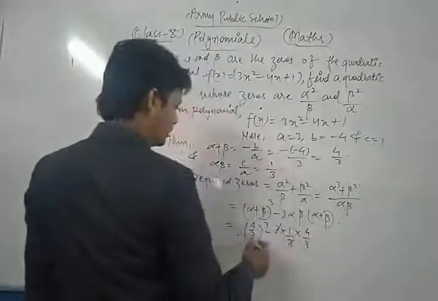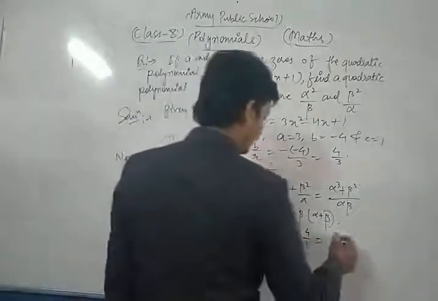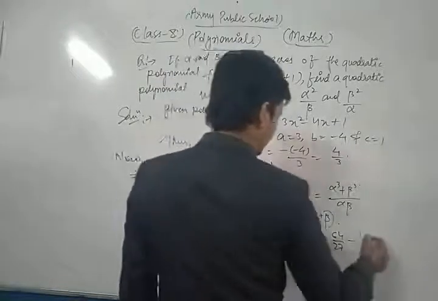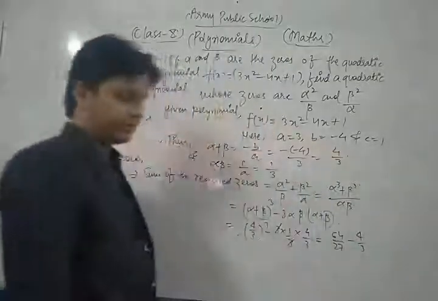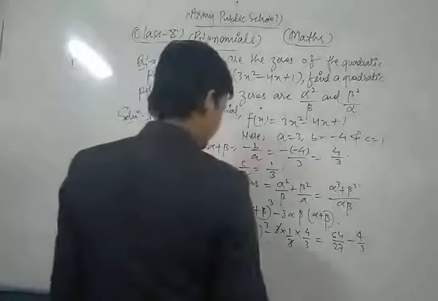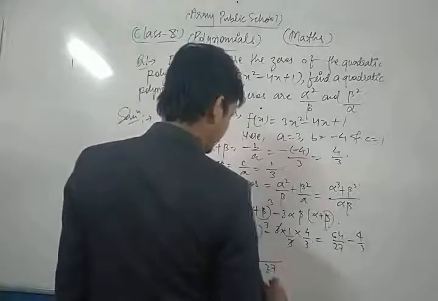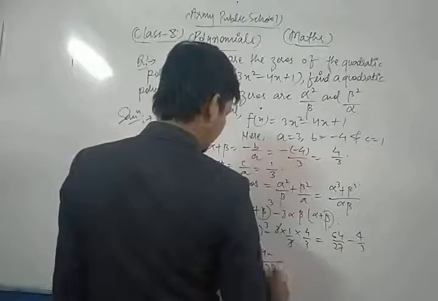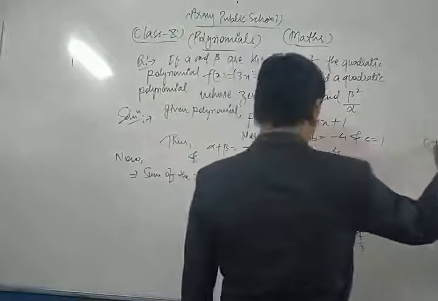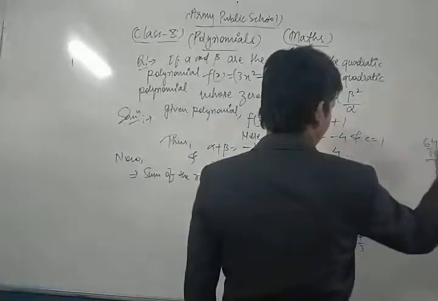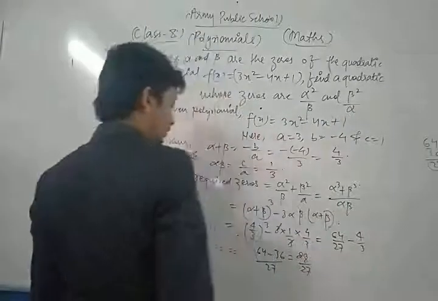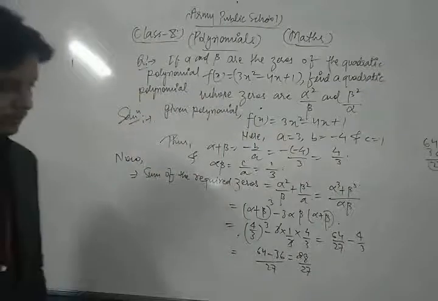Okay, now 3 cancels, so here this is 64 upon 27 minus 4 by 3. Now we take 27 as our LCM, so we get 64 minus 36, which is equal to 28. Now here we get 28 upon 27.